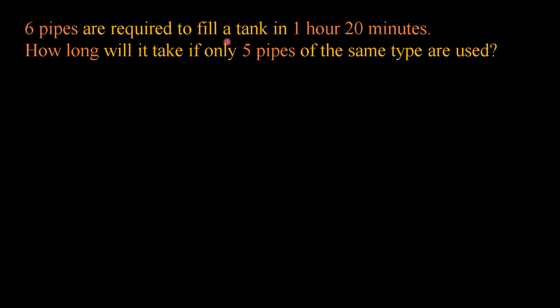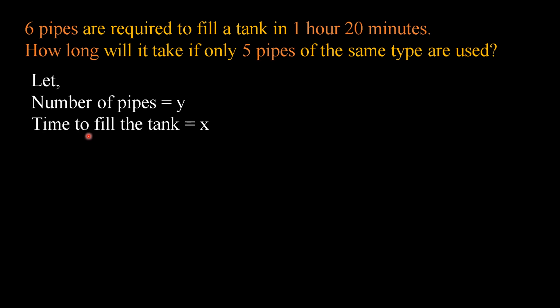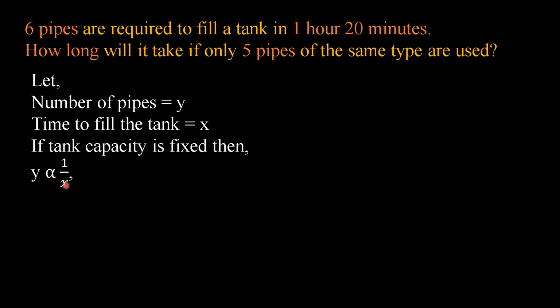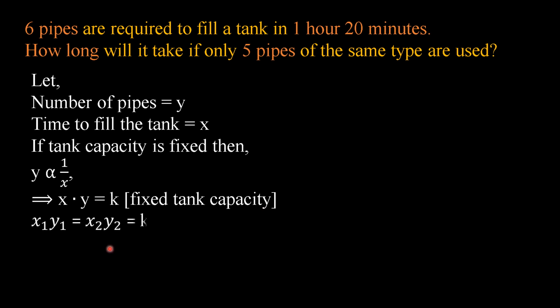6 pipes are required to fill a tank in 1 hour 20 minutes. How long will it take if only 5 pipes of the same type are used? Let the number of pipes be y and the time required to fill the tank be x. If the tank capacity is fixed, then y alpha 1 divided by x, that is, y is inversely proportional to x, which implies xy equals k, where k is the fixed tank capacity. We also have x1 y1 equals x2 y2 equals k in case of inverse proportion.